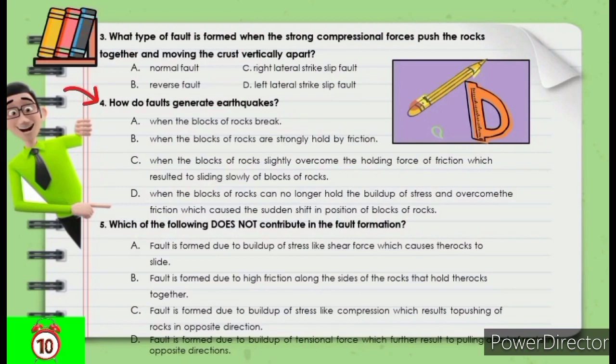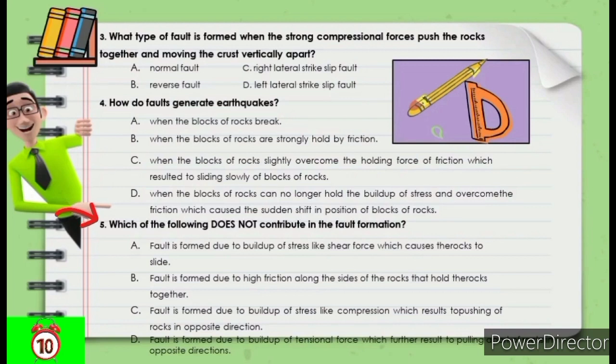Number 4, how do faults generate earthquakes? Choices: A, when the blocks of rocks break. B, when the blocks of rocks are strongly held by friction. C, when the blocks of rocks slightly overcome the holding force of friction, which resulted to sliding slowly of blocks of rocks. Letter D, when the blocks of rocks can no longer hold the buildup of stress and overcome the friction which caused the sudden shift of position of blocks of rocks.